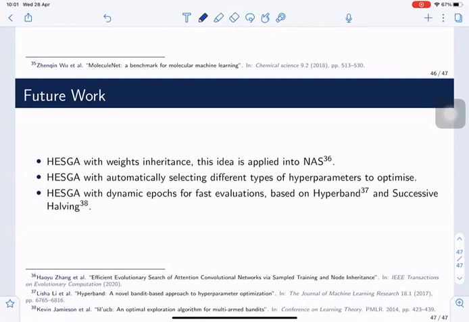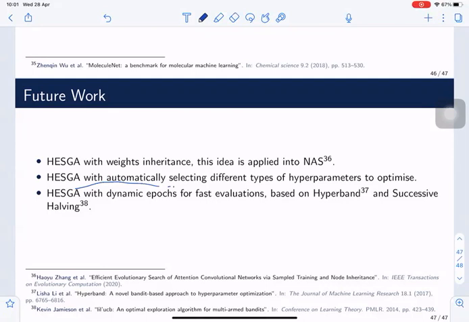And the second idea is from our last group of experiments, because we explored the two types of hyperparameters. In the future, we want to use random search to randomly select different types of hyperparameters to optimize. Probably you just choose a portion of hyperparameters to optimize, and at the same time fix some hyperparameters.